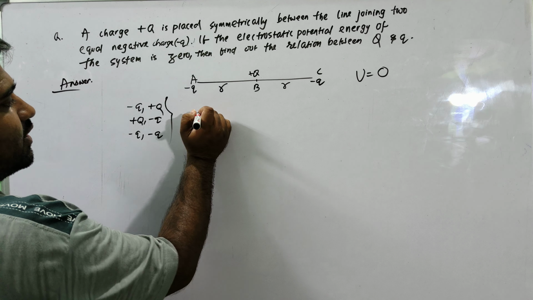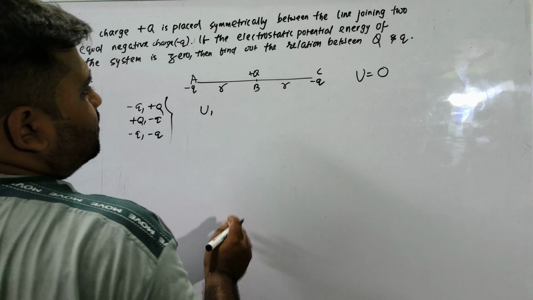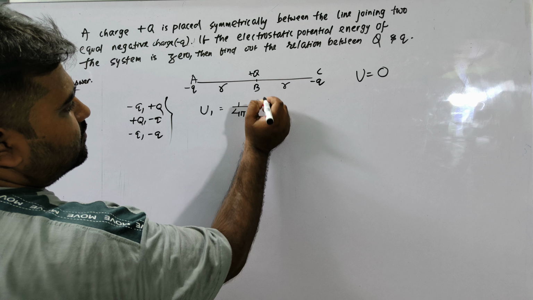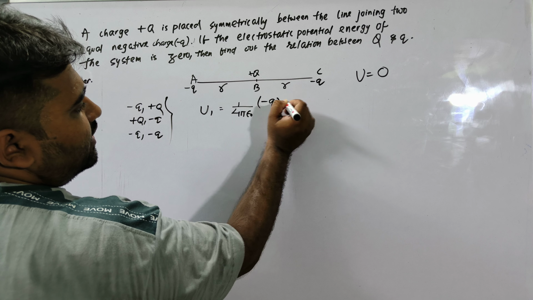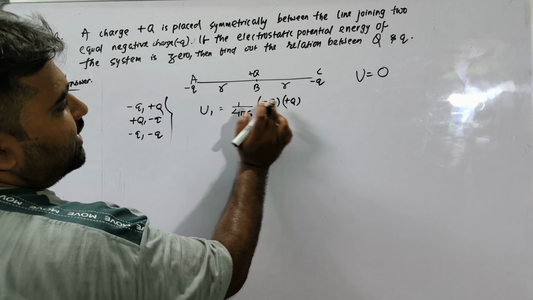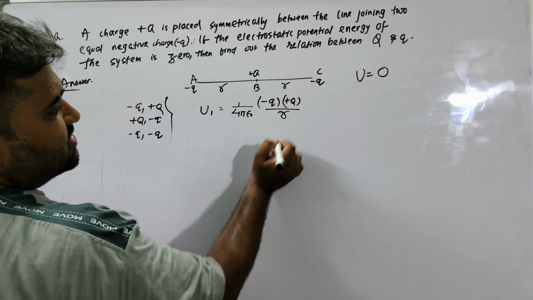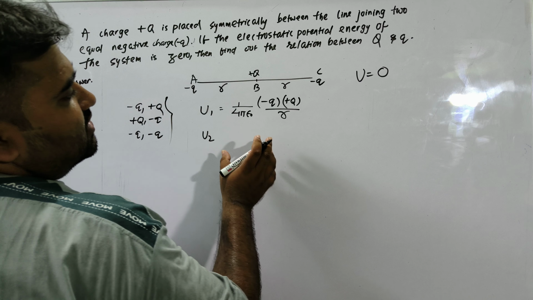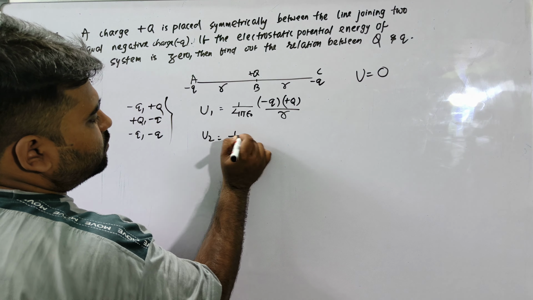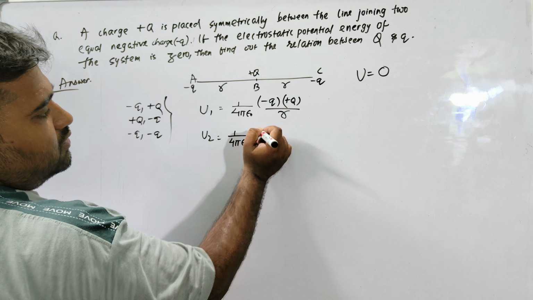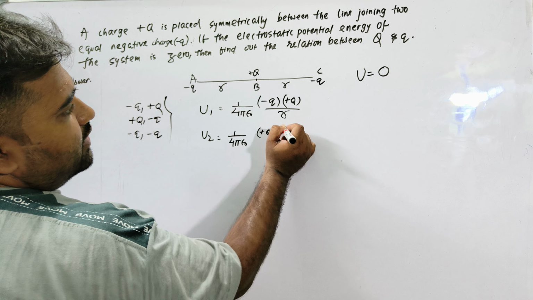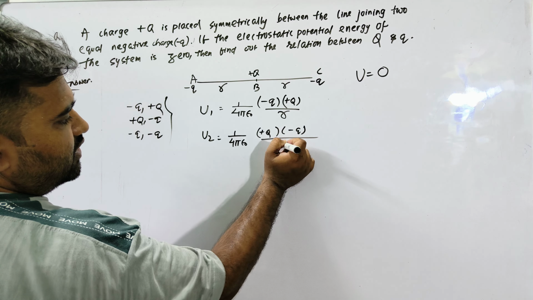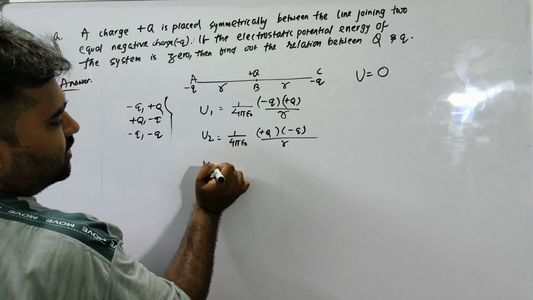So for the first pair, you find U1. What will be that answer? 1 upon 4 pi epsilon naught, minus q into plus Q, divided by AB. What is the distance? The distance is R. Now find U2, the electrostatic potential energy for this pair. It is 1 upon 4 pi epsilon naught, plus Q, then minus q. What is the distance between this charge and this charge? It is R. So divided by R. Now find U3. What is U3?